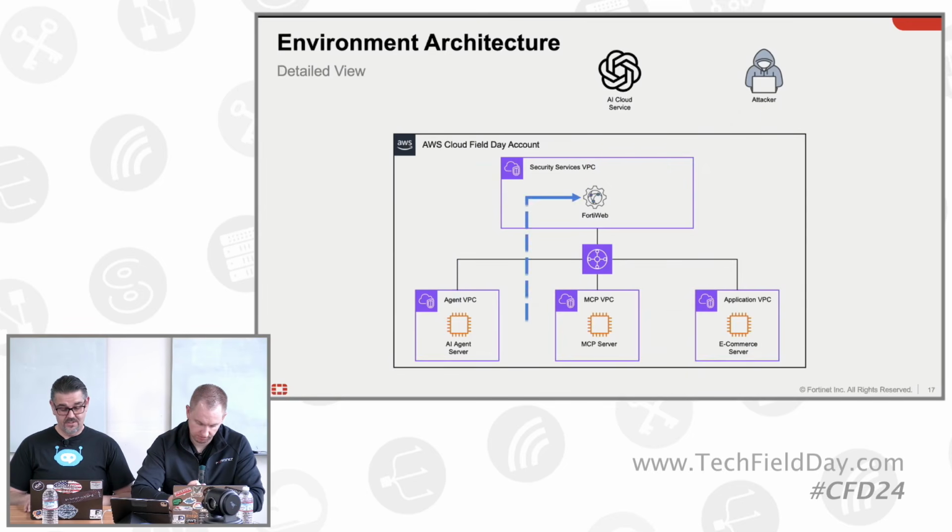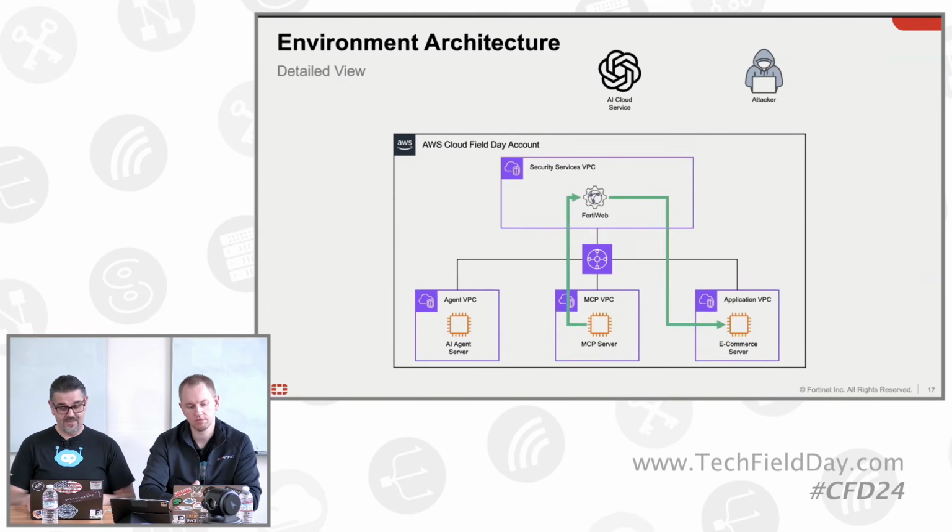FortiWeb is also serving as a reverse proxy for the traffic between our AI agent and our MCP server. And the same thing goes, FortiWeb is also proxying the traffic between the MCP server and our application VPC, our e-commerce server. And so this gives us an opportunity at all of those steps to insert layer 7 OWASP protections for that traffic.